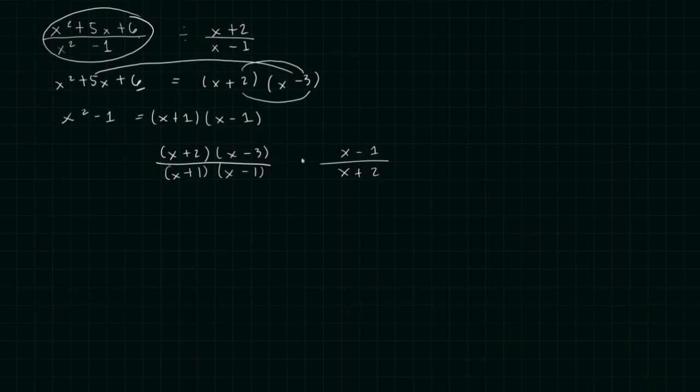So magiging ito siya sa baba, and x minus 1. So cancel out the common factors. Cancel out, cancel out, cancel out, cancel out. So our final answer is x plus 3 over x plus 1.